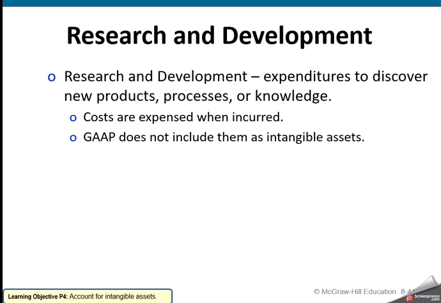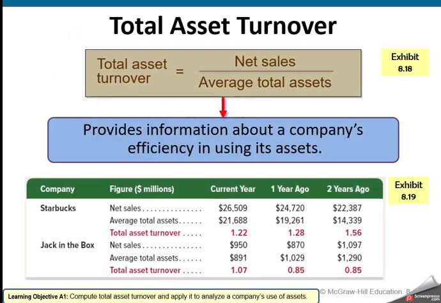Research and development, that too is something that you have to purchase. You're going to expense those costs as you incur them. So if you create them, you don't actually set them up as an intangible asset and then amortize them out. So those are really expensed as incurred.